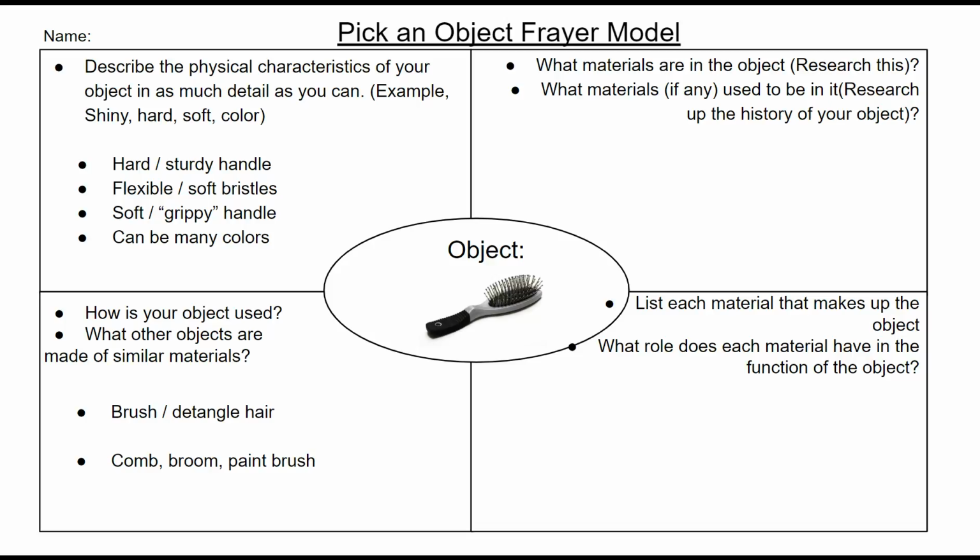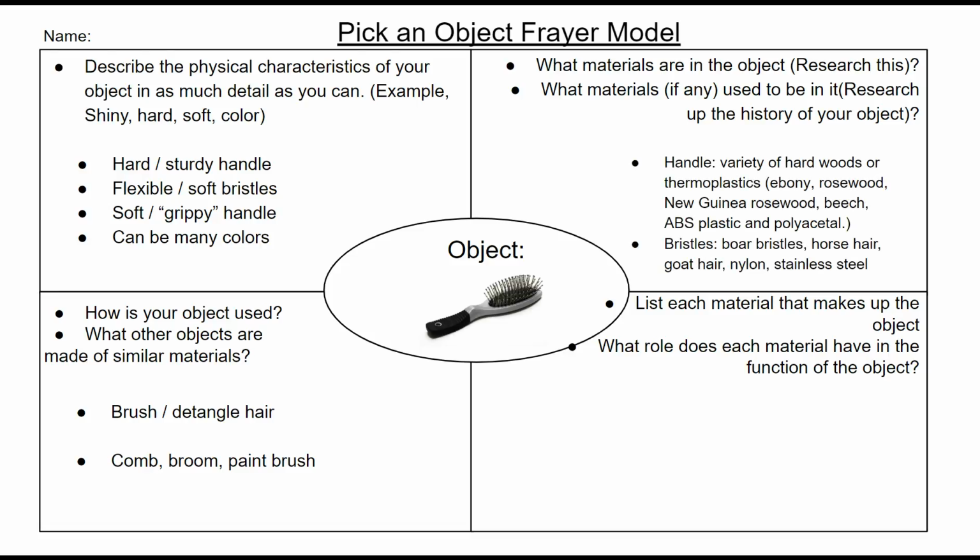So, what materials are in this object? I can flat out say, just from looking at this hairbrush that I have in front of me, that there's definitely got to be a hard plastic. There's probably some sort of synthetic, almost rubber in the handle. I don't really know about the bristles, but when I did some research, what I found out is that the handle is a lot of times either made out of a hardwood or what are called thermoplastics. So those were the two basic things that I saw.